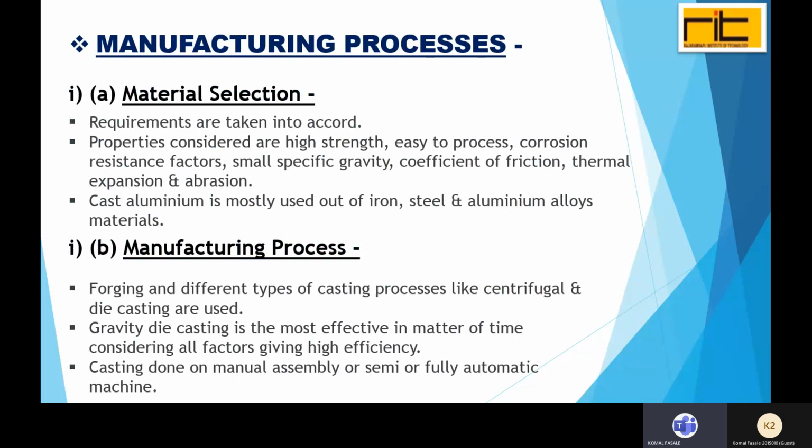Mostly cast iron, steel, and aluminum alloys are the materials used, but cast aluminum is the most widely used of all these materials. Pistons are manufactured by casting or forging processes, where casting is the most effective and affordable process. Different casting processes like die casting and centrifugal casting are also used, but gravity die casting is the most commonly used process, as in a short amount of time we can manufacture many components.